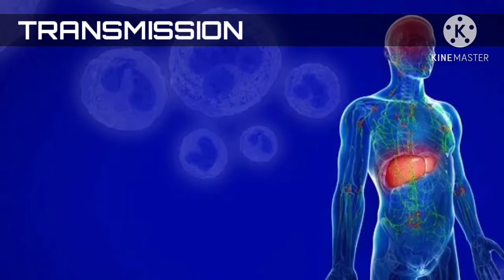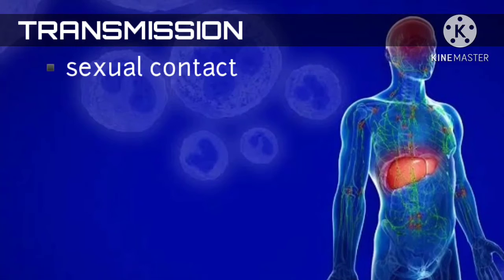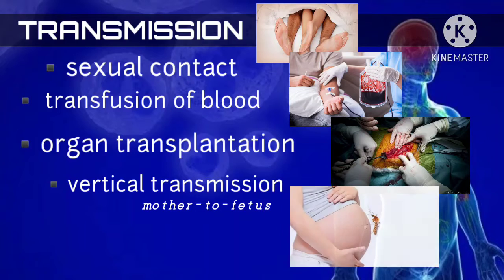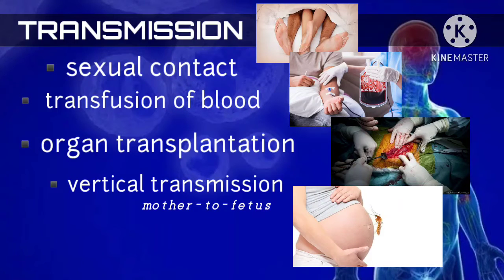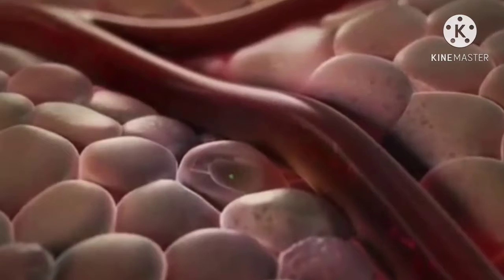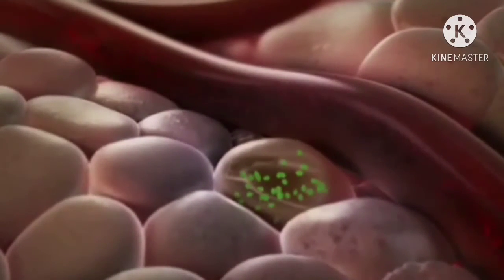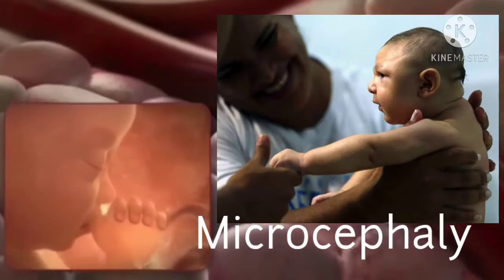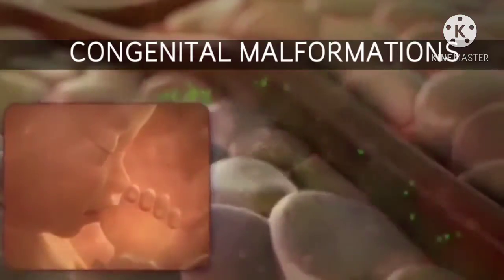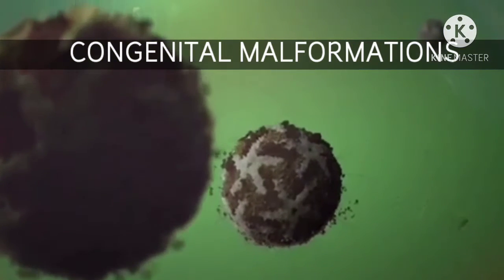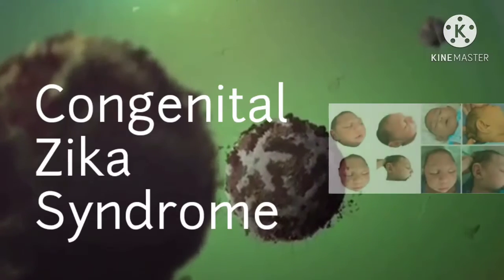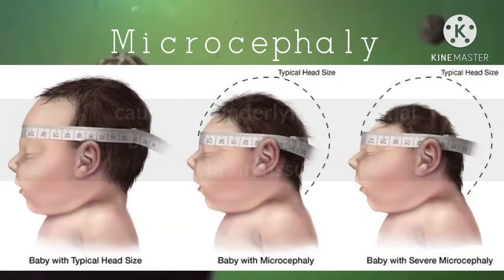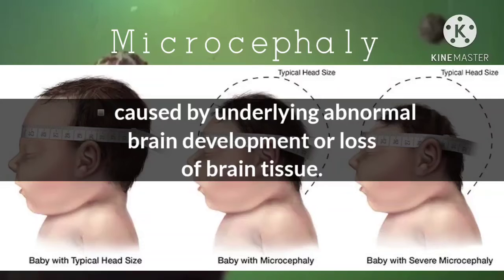Zika virus is also transmitted through sexual contact, transfusion of blood, organ transplantation, and transmission between mother and fetus during pregnancy. The virus can be transmitted from mother to fetus during pregnancy, resulting in microcephaly, or a smaller head size than normal, and other congenital disorders and malformations in the infant, or what we call congenital Zika syndrome. Microcephaly is caused by underlying abnormal brain development or loss of brain tissue.